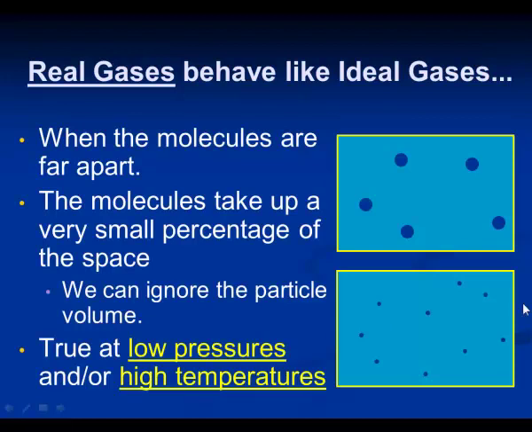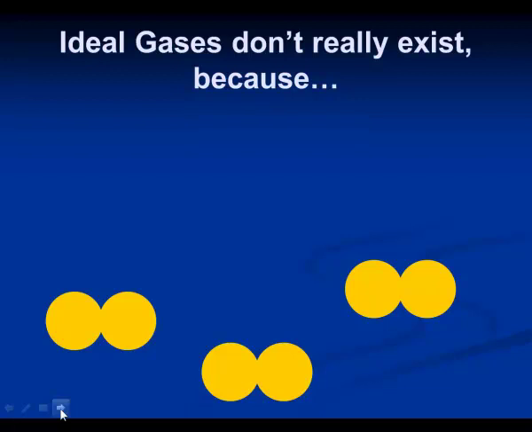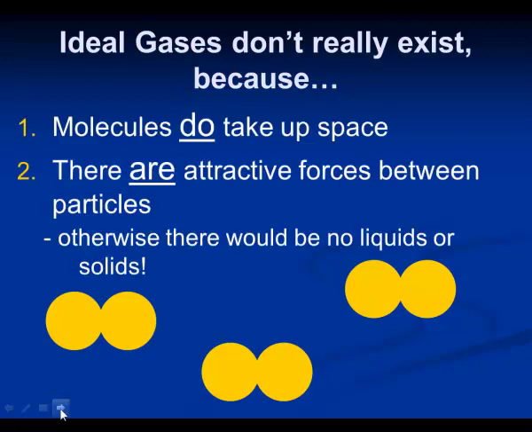So, again, if we have a gas that looks like this, are these particles taking up a very large proportion of the space? No. And are they going to interact with each other when they're moving around super fast? No, not really. So we can ignore those ideas. That's true at low pressures and high temperatures. But those conditions aren't always true. There are conditions where gas molecules take up a large proportion of the volume of a container, and there are conditions where the molecules do interact with each other in a significant way.